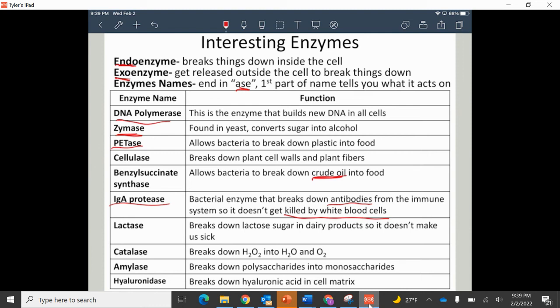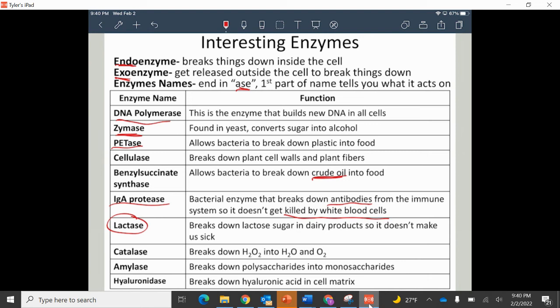Lactase, this is a simple one. It allows us to break down lactose sugar in dairy products. So if you do not have the enzyme lactase, you can't process this sugar called lactose, and it can make you sick. And so if you know somebody who's lactose intolerant, they're just lacking the enzyme lactase. Okay. Catalase is another enzyme. Every living thing that uses oxygen has catalase. It breaks down peroxide into water and oxygen. We'll talk about that later.